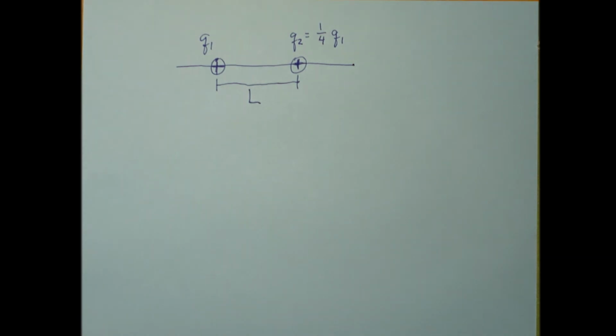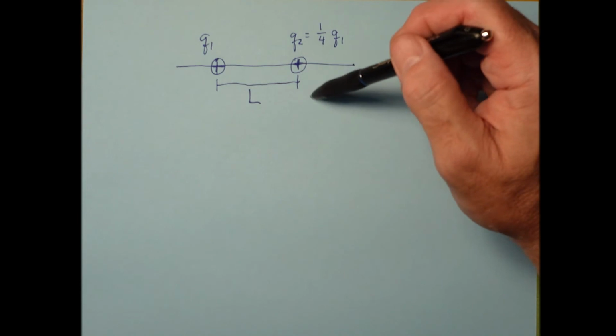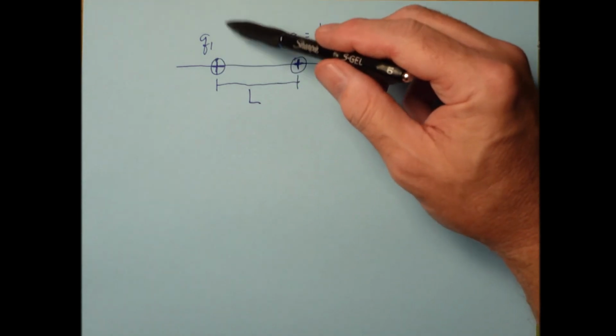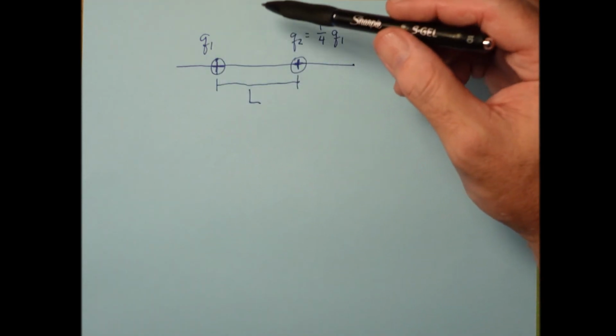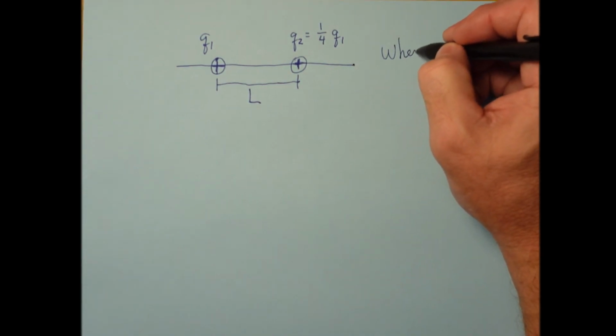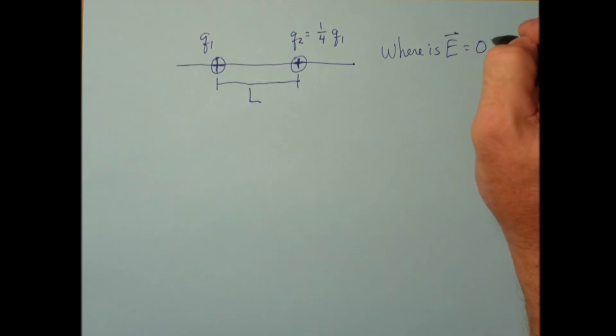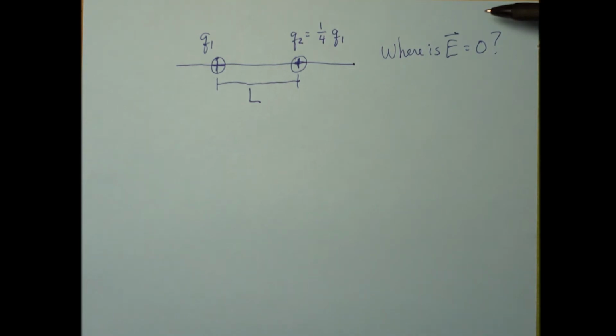Okay, now I want you to think about what's going on here. These are going to have electric fields that go outwards in all directions. This one as well, outwards in all directions. And I want to know where is E equal to 0. So where is the net electric field 0?